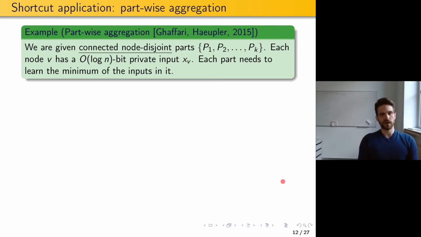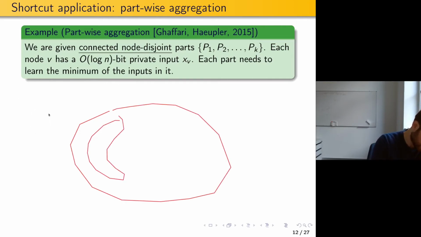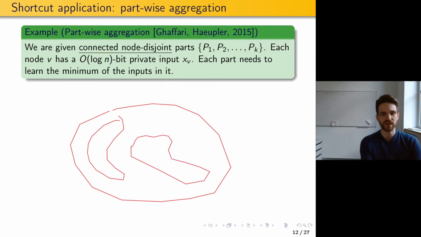Now, I'm going to define the following somewhat artificial-looking problem that is going to make sense a bit later. This problem is called part-wise aggregation. It was defined by Ghaffari and Haeupler in 2015, and it says the following. It starts by having the same notion as we had before. We have a graph G, and inside this graph G, we have a set of parts. The parts, as I said, want to communicate internally, and they want to do it in the following way.